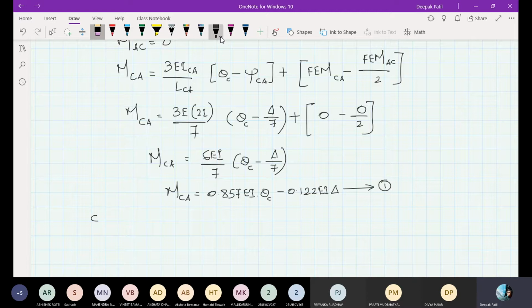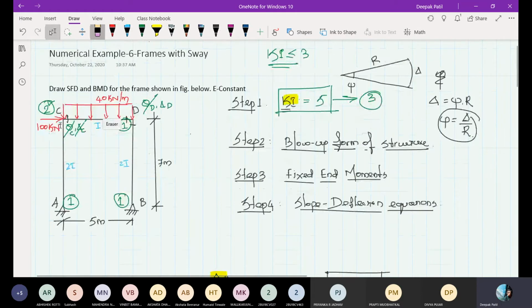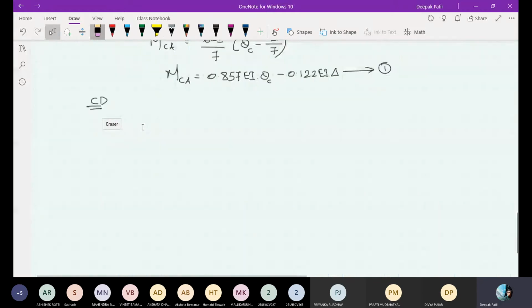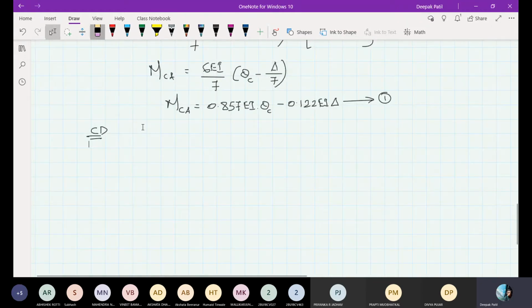Next, let me come to span CD. That is this span. I'm applying the slope deflection equation for span CD. While applying it for MCD, will you go for the modified one or the general one? It's the general one because it's an intermediate span. So I will write the things directly: 2EI, where I of span CD is I itself, divided by the span CD, which is 5.